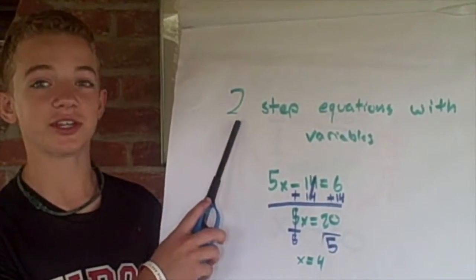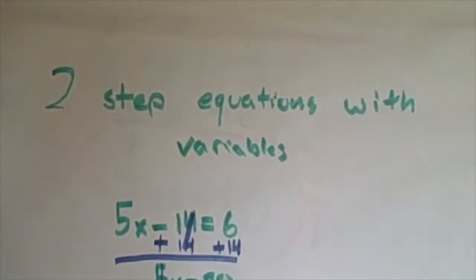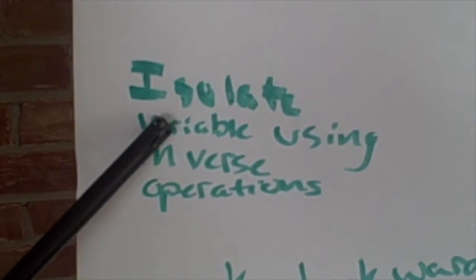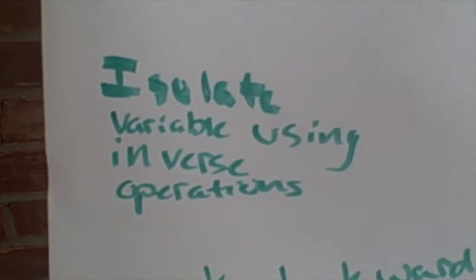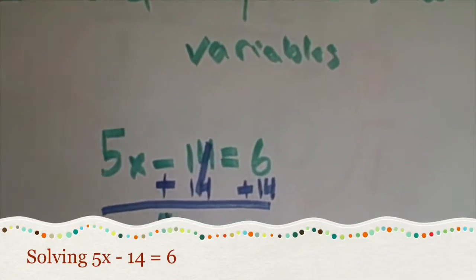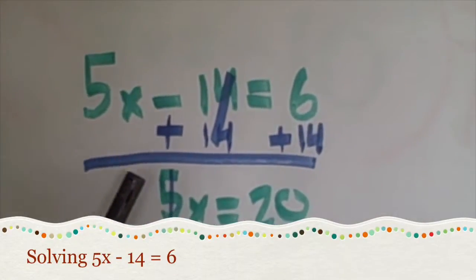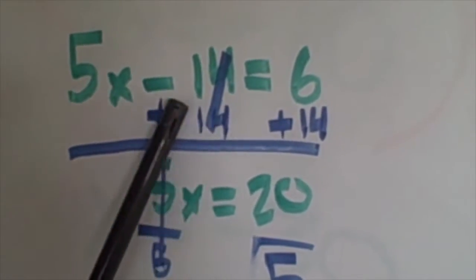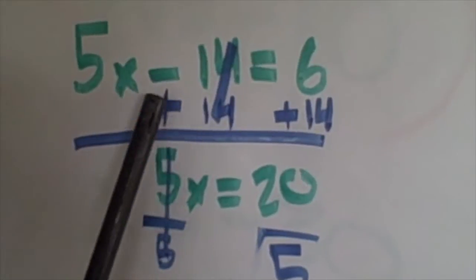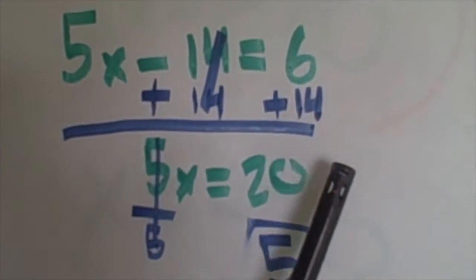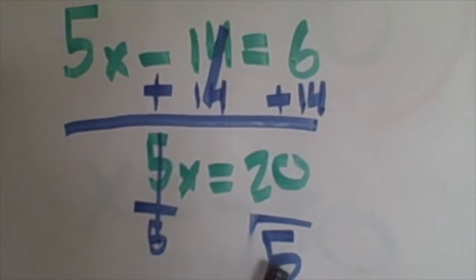So today we're actually going to talk about two-step equations with variables. The point of doing two-step equations is to isolate the variable using inverse operations and to work backwards to solve for x. In this problem, 5x minus 14 equals 6, you want to isolate the variable by using the inverse operation for negative 14. The inverse operation for negative 14 would be adding 14. So you add 14 to both sides, so it becomes 5x equals 20.